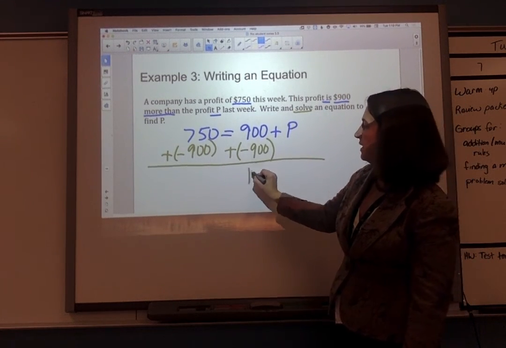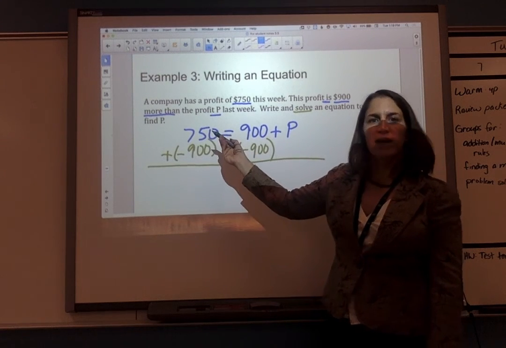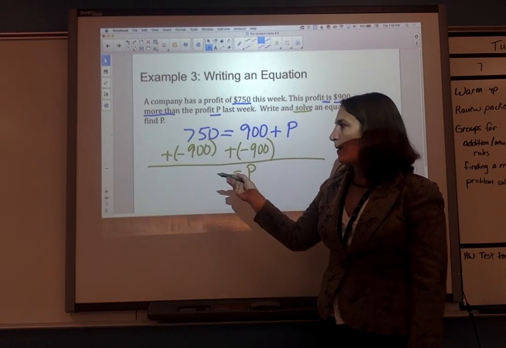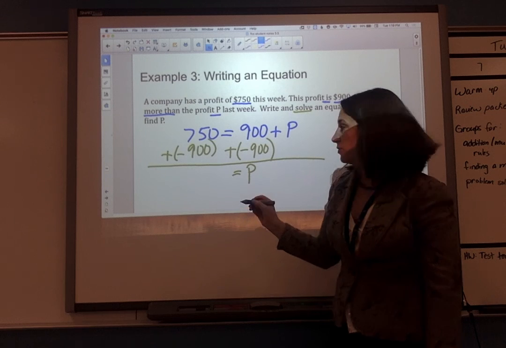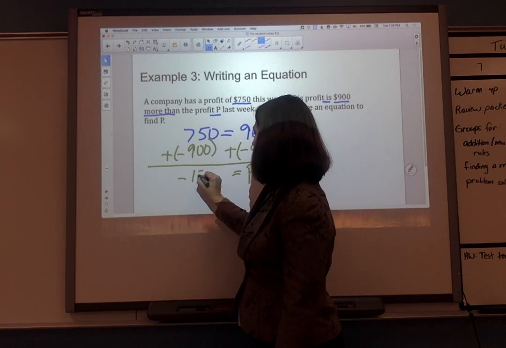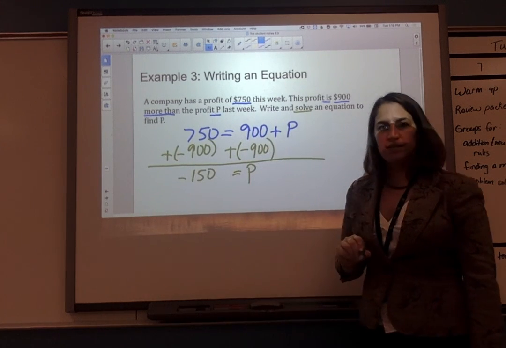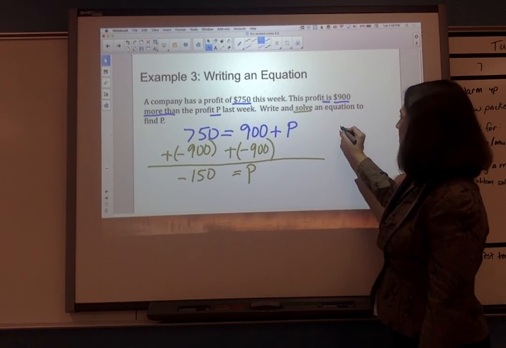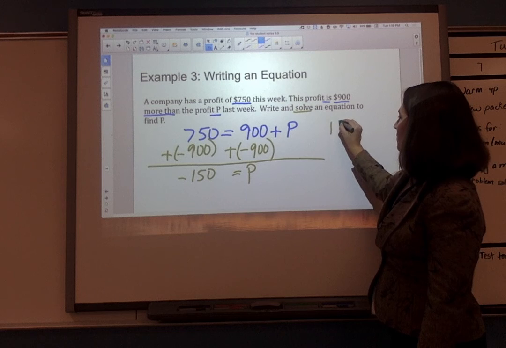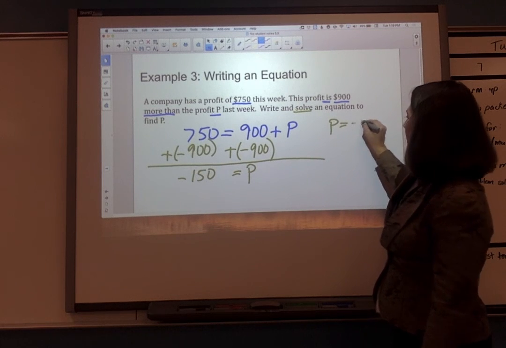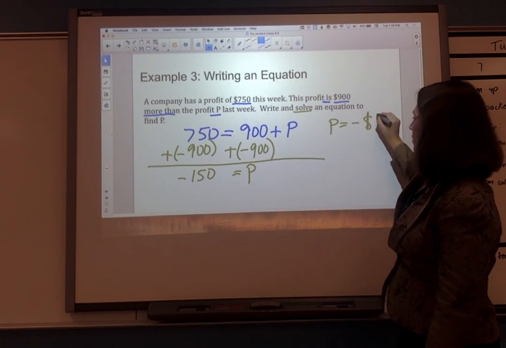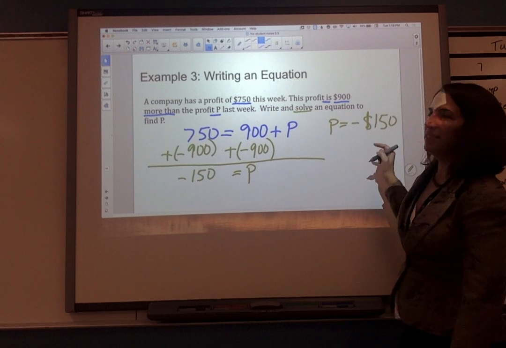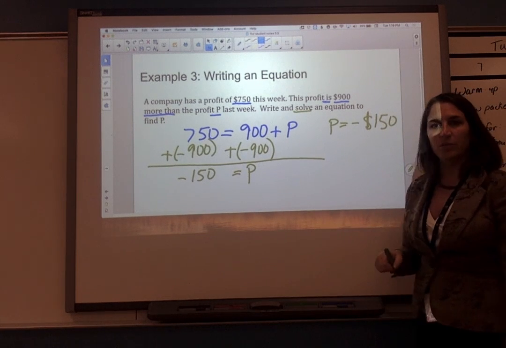So I'm left with P on the right side of the equation. And then 750 plus -900 would be -150. So since this is a word problem, I want to put units in here at the end. I'll say last week, or P, was $150 with the dollar symbol.